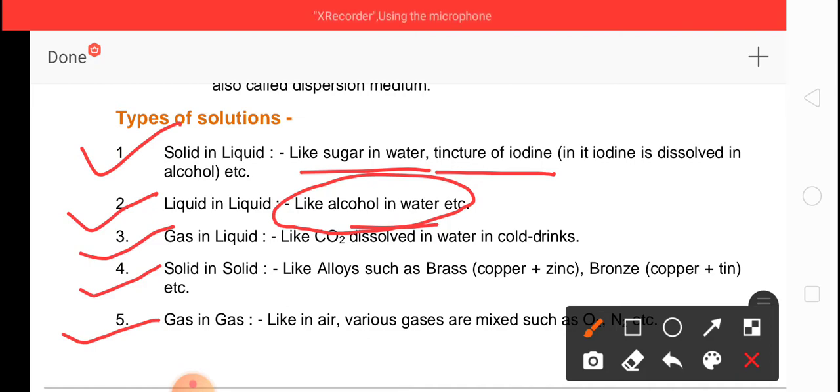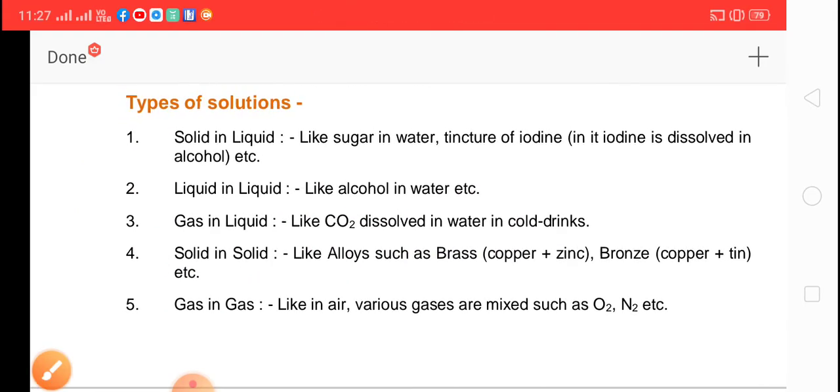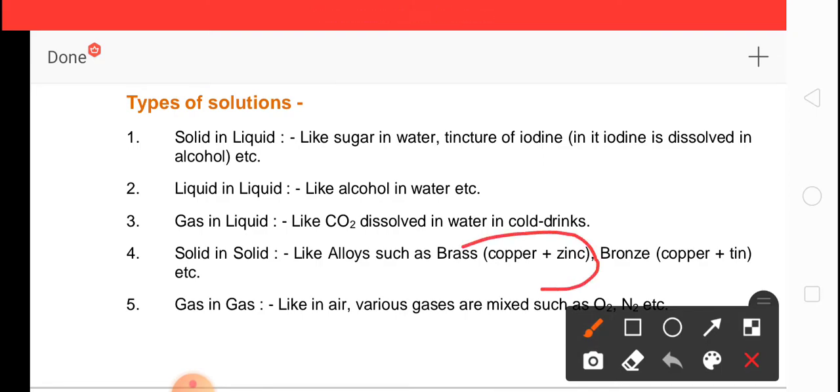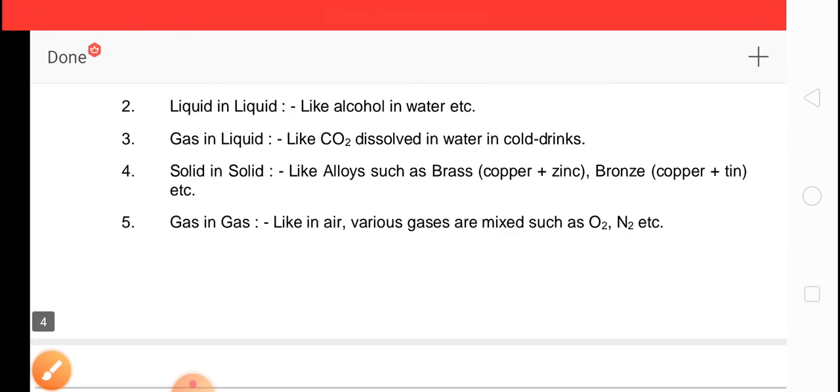Gas in liquid is like carbon dioxide dissolved in water in cold drinks. Solid in solid is like an alloy. An alloy is a mixture of metals, and of metals and non-metals also, like copper and zinc, or copper and tin. Both are solid. And the last one, gas in gas, is like air. As you know, air is a mixture of many gases: oxygen, nitrogen, helium.